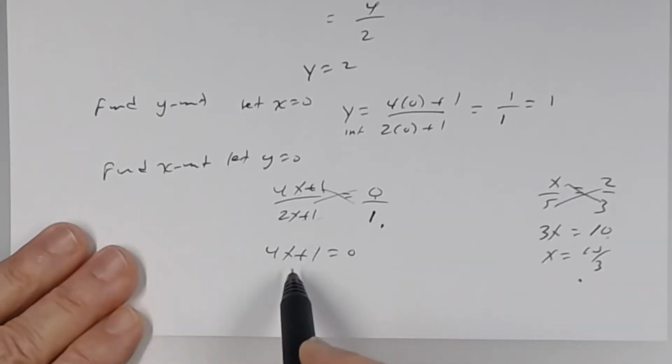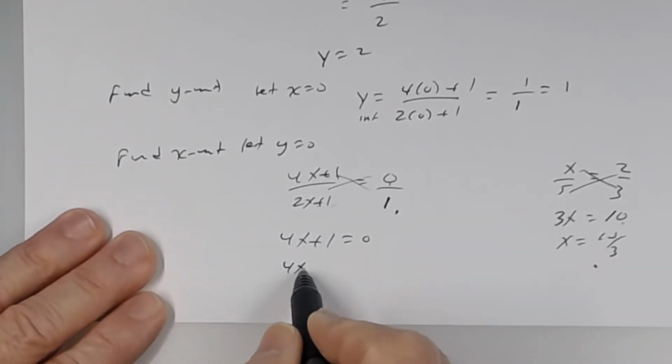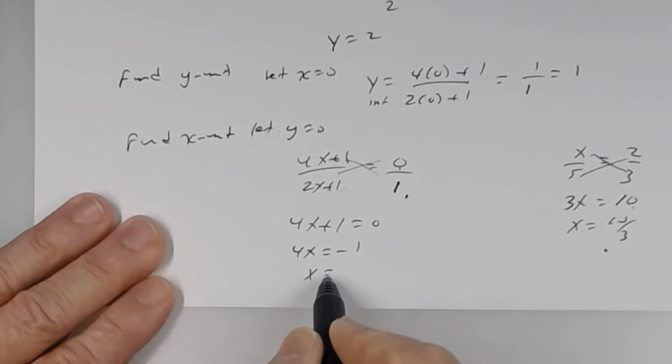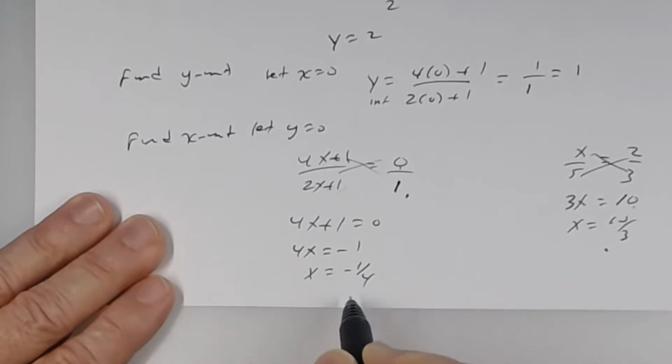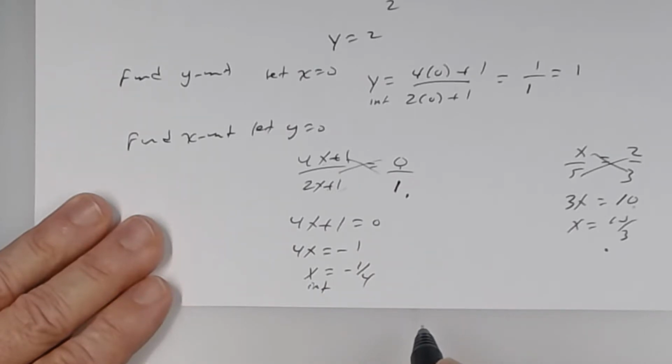And notice I solved this linear equation. So I get 4x equals negative 1. So what does x equal? Negative 1/4. That's where the graph crosses the x-axis.